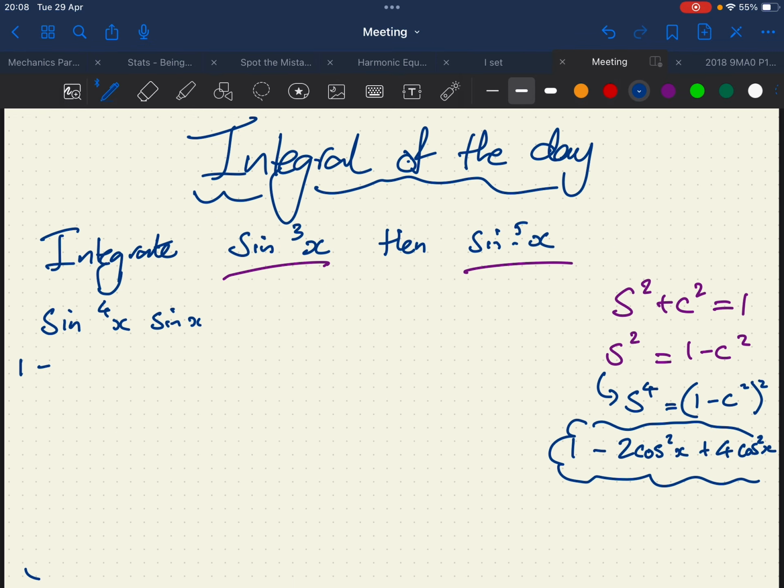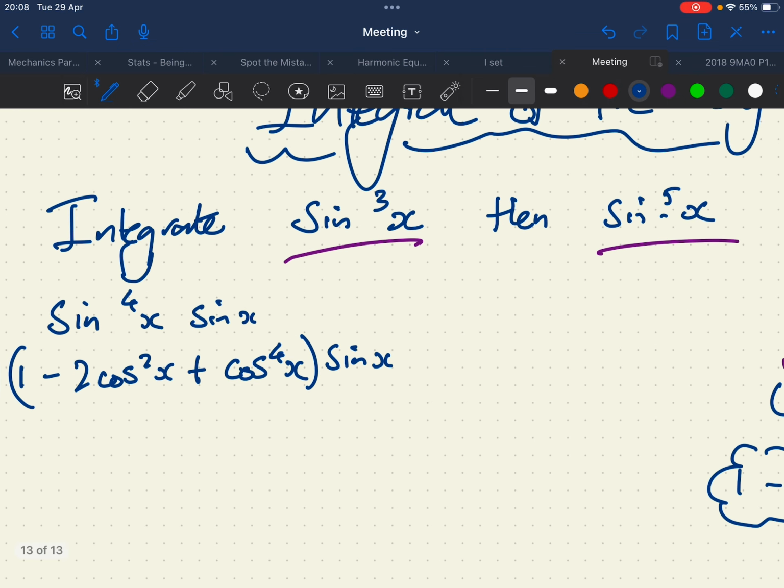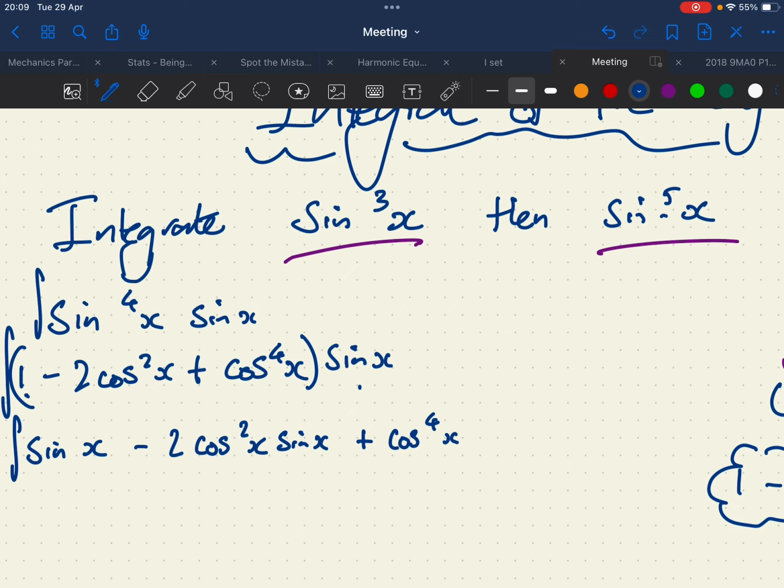So let's do that now. So we're going to do 1 minus 2 cos squared x plus, let's double check our work, that's the power of 4, plus cos to the power of 4 x, all times sine x. Hopefully you can see where we're going with this. This times this is going to give us a sine x to integrate. The next bit is going to give us minus 2 cos squared x sine x. So we're going to get the same sort of thing that we had a minute ago. And then the last one is also sort of the same.